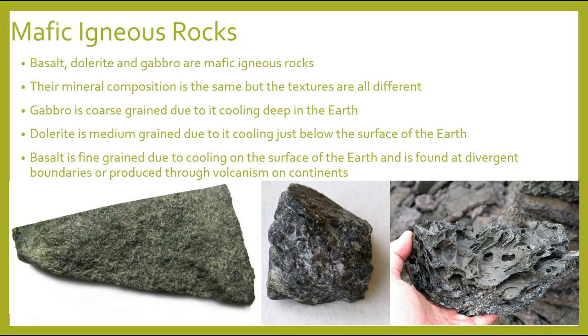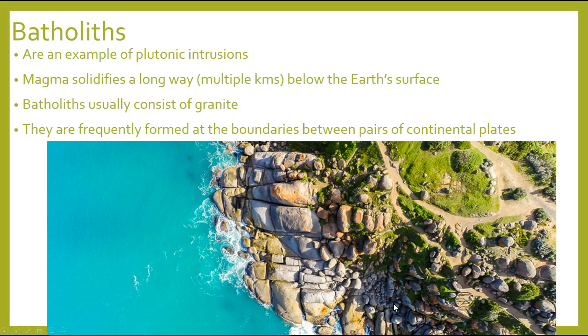Dolerite is a medium-grained rock, intrusive, but it cooled just below the surface of the earth, therefore it has a medium grain. Basalt is a fine-grained rock because it cooled on the surface of the earth and it's found at divergent plate boundaries or can be produced through volcanism on continents. So here's your gabbro here, coarse-grained, dolerite, your medium-grained, and your basalt, which is your fine-grained.